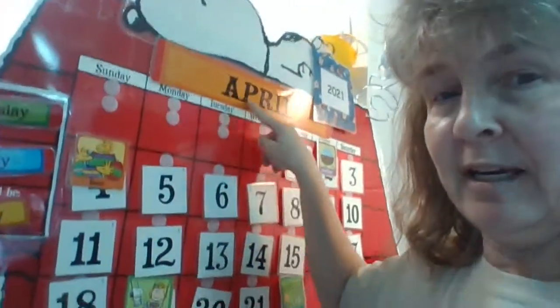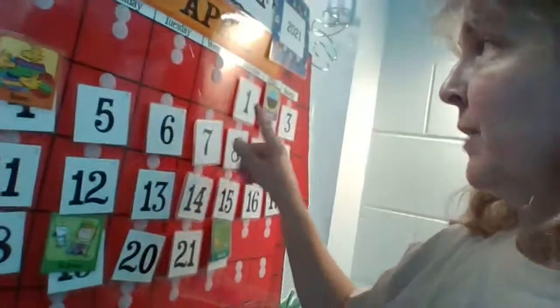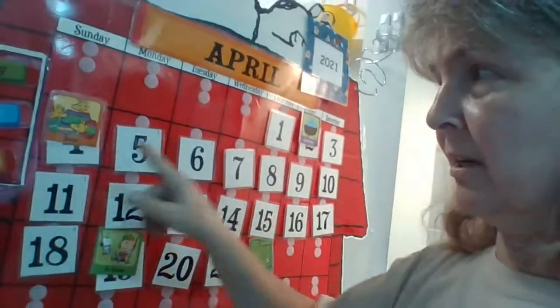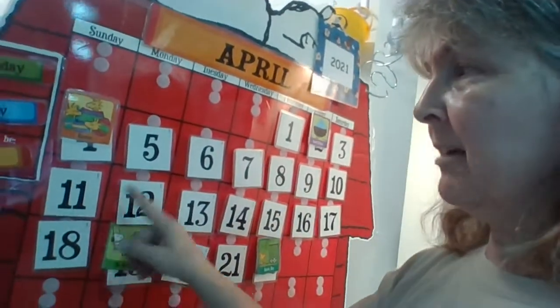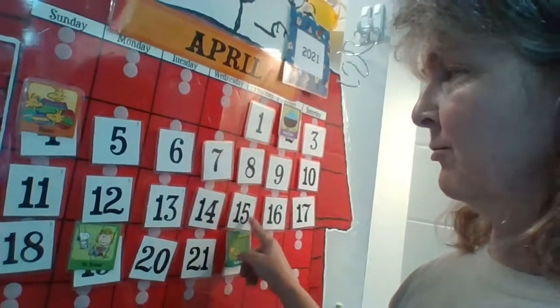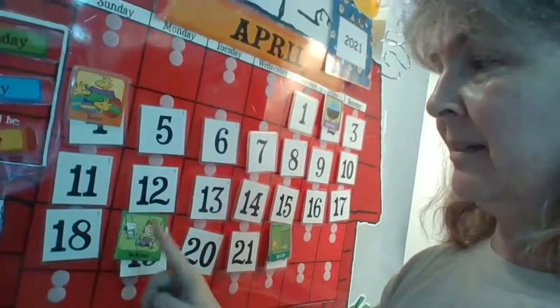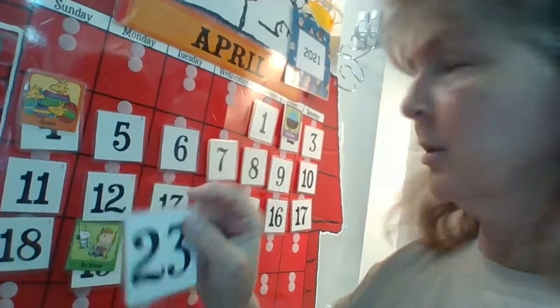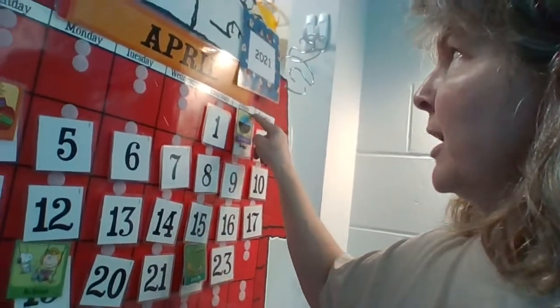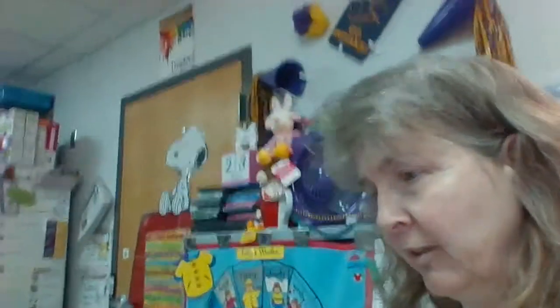Today is Friday, April. And let's go ahead and count. 1, 2, 3, 4, 5, 6, 7, 8, 9, 10, 11, 12, 13, 14, 15, 16, 17, 18, 19, 20, 21, 22. And today is number 23. Today is Friday, April 23, 2021. All right, let's figure out how many days we've been in school.